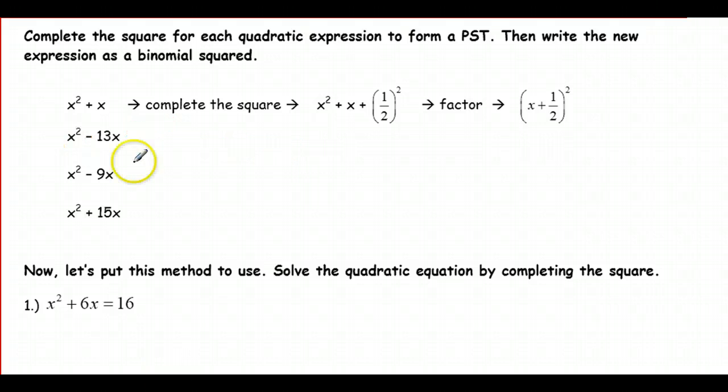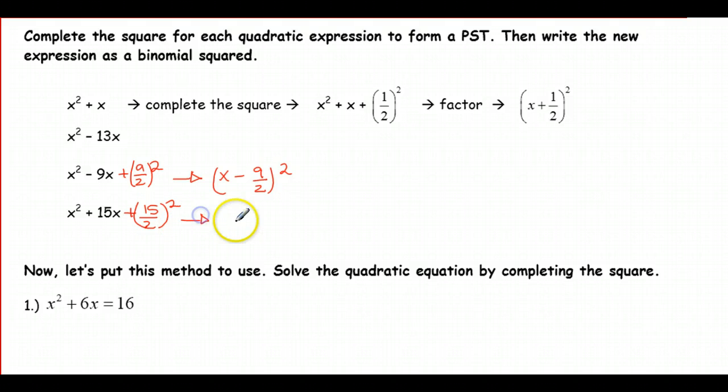Let's go ahead to the next example. Here I would add on 9 over 2 squared, and then to factor this expression, we would get x minus 9 over 2 in parentheses squared. Why don't you hit pause and see if you can get the next one on your own. Once you have done it, hit play and see if your answer is correct. All right, so for x squared plus 15x, you would have added 15 over 2 squared.